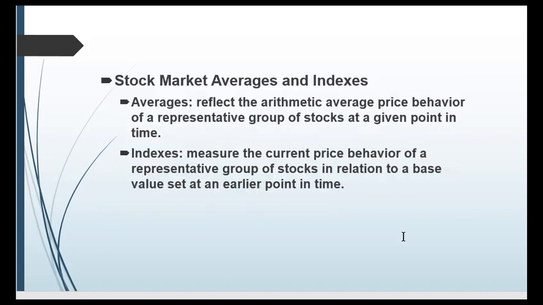So an average reflects the arithmetic average price return of a representative group of stocks, and an index measures the current price behavior of a group of stocks in relation to a base. So one looks at price behavior at a point in time, and the other one looks at the current price behavior relative to a time in the past.